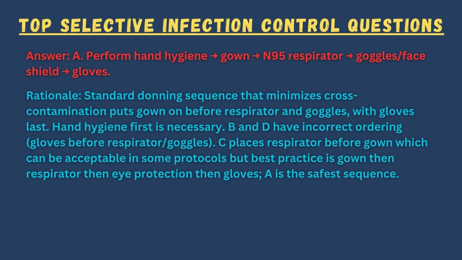B and D have incorrect ordering, gloves before respirator or goggles. C places respirator before gown, which can be acceptable in some protocols, but best practice is gown, then respirator, then eye protection, then gloves. A is the safest sequence.